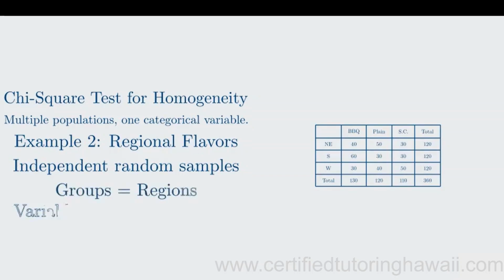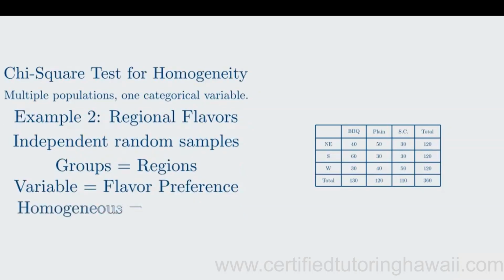In this case, the groups are the regions, and the variable is the flavor preference. We aren't testing for an association between 2 variables within one person. We are testing if the distribution of flavor preference is homogeneous, meaning the same across the 3 regions.